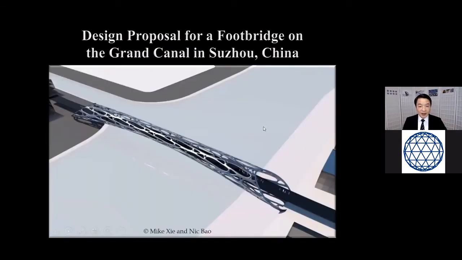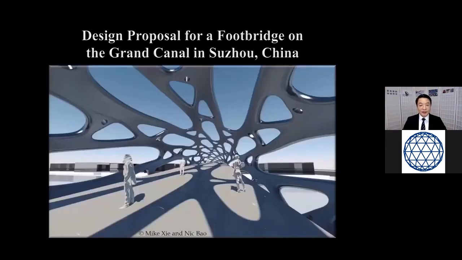This is a recent bridge we designed for China as well. Again, starting from a tube and by removing those inefficient materials and redistributing them into the critical locations, we can come up with such a beautiful and efficient structure design. This is another view of the same bridge.